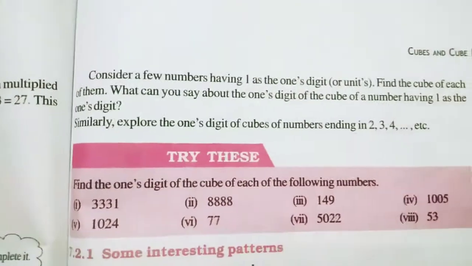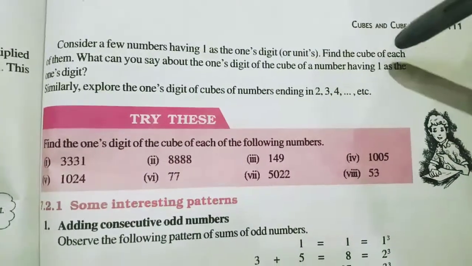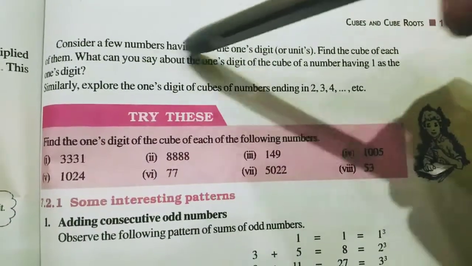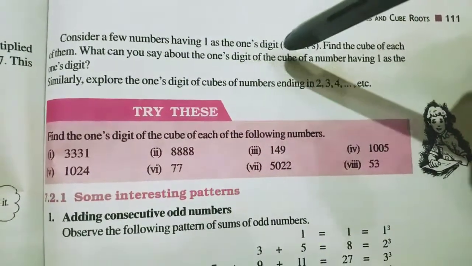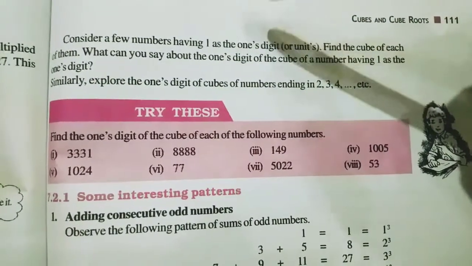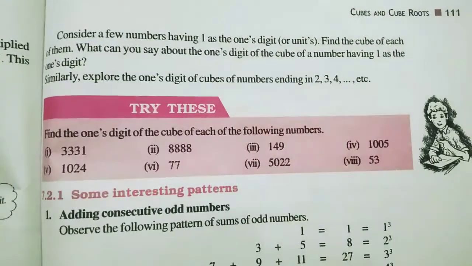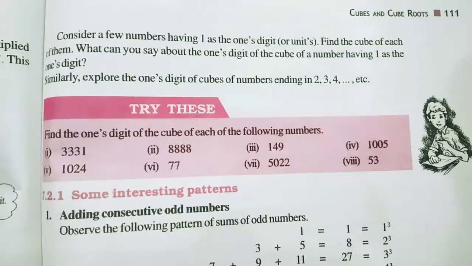Here it is written, consider a few numbers having 1 as the ones digit. Find the cube of each of them. What can you say about the ones digit of the cube of a number having 1 as the ones digit? That means what will be the unit digit? Okay, what will be the ones digit of the cube? You have to identify.